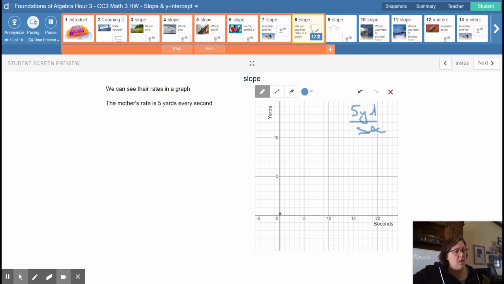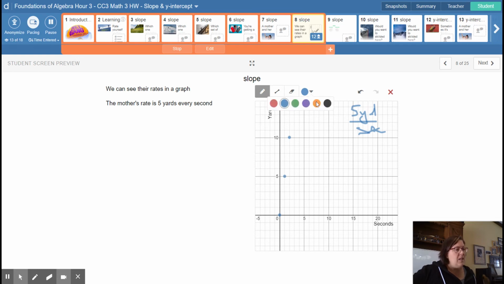So we know that at time 0, so before the race has even started, mom is at a distance of 0. I know that as I go over 1 second, mom will go a distance of 5. So some of you with the previous one were trying to figure out how long it would take to finish, but that wasn't the question. It was just about the rate. So I know after 1 second, mom goes 5 yards. After 2 seconds, mom will be at 10 yards. After 3 seconds, mom will be at 15 yards.